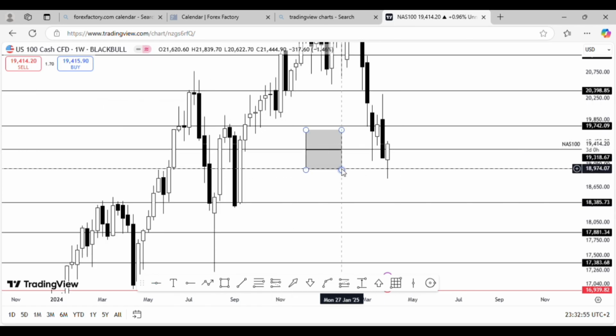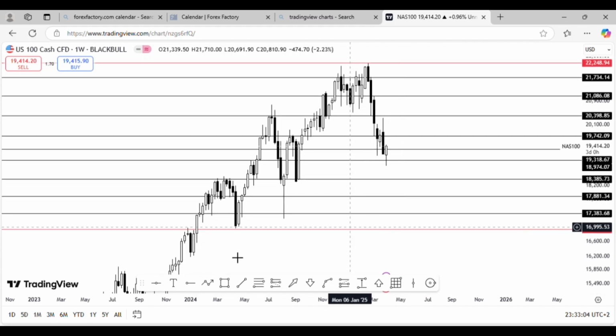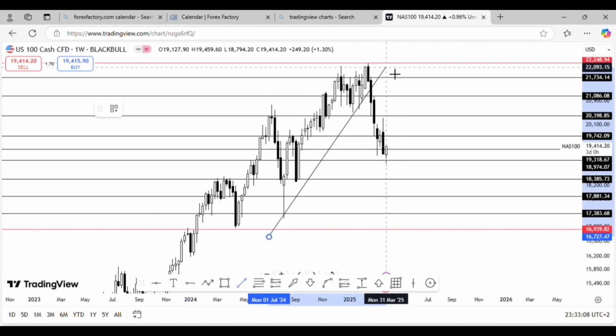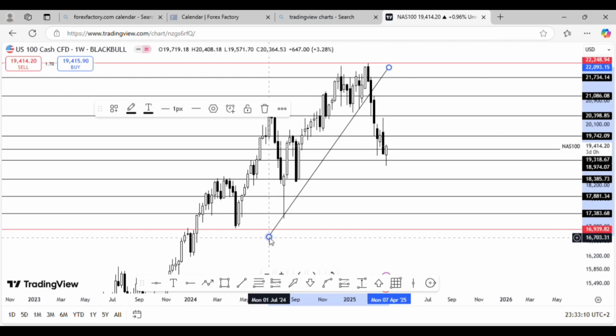I can see that the market is currently respecting here. If it closes above, then I will be looking for my buying opportunities. But the thing is, guys, we can't just be saying we are looking for buying opportunities without anything that's supporting your statement or your analysis.